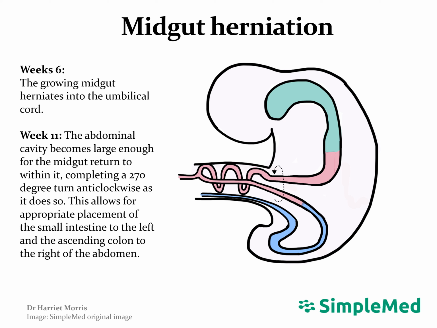Whilst it resides in the umbilical cord, the midgut tube rotates and twists on itself in an anti-clockwise direction. By week 11, the abdominal cavity is large enough for the midgut to return to it, turning a full 270 degrees anti-clockwise as it does so. This turning places the ascending colon to the right of the growing small intestine.